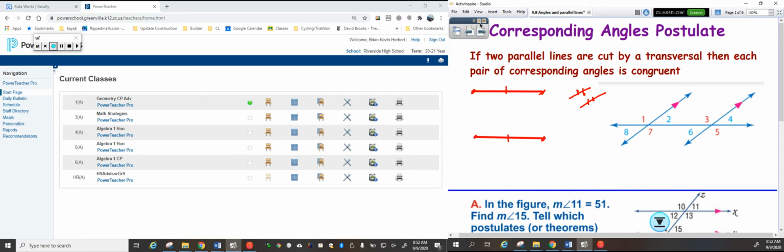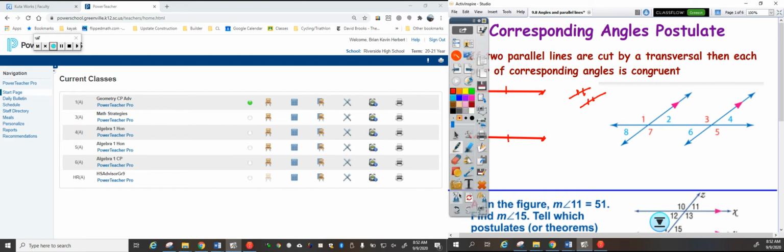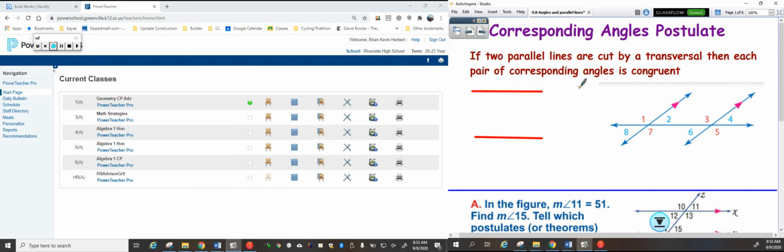What does congruent mean? The same. So the idea of congruent is that they are equal in measurement and similar in shape. So that's why we call it congruent.